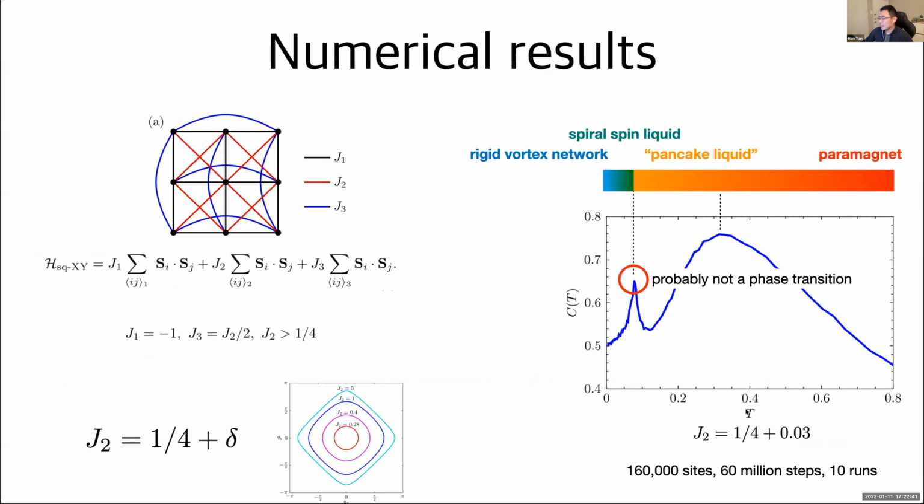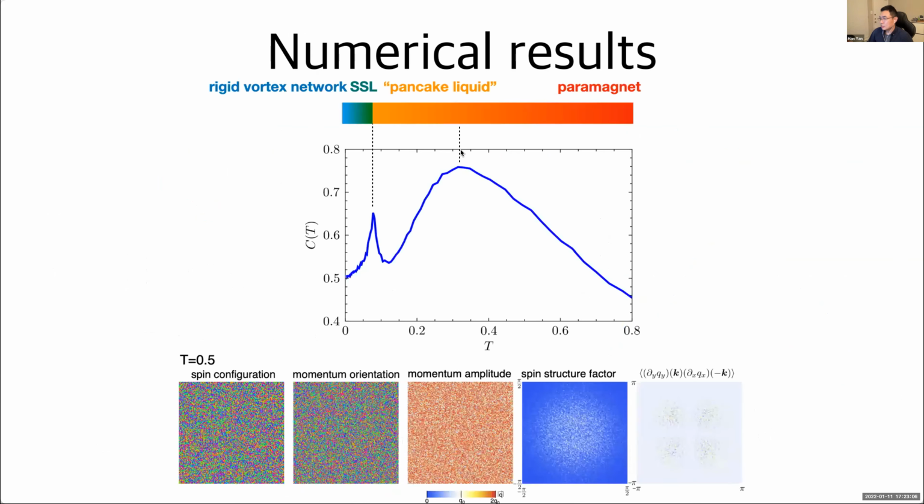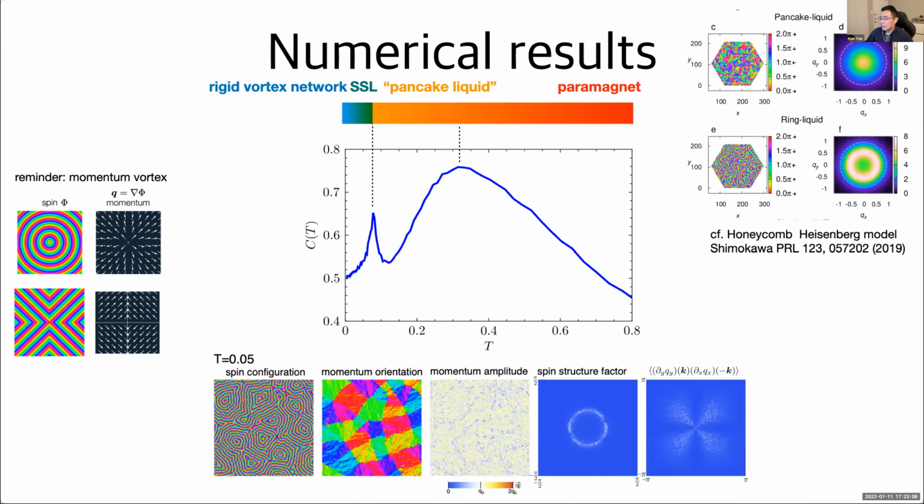This is the phase diagram from high temperature to low temperature. At high temperature, it's of course just a paramagnet, but as you lower the temperature slowly, you do enter some regime of what we call pancake liquid. We will not have time to explain that, but then you have the spiral spin liquid phase and the rigid vortex network phase. This is very high temperature, and now entering the spiral spin liquid phase.